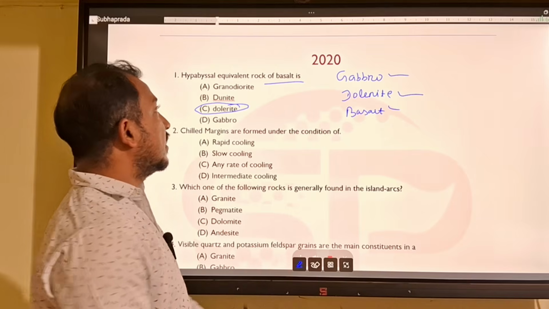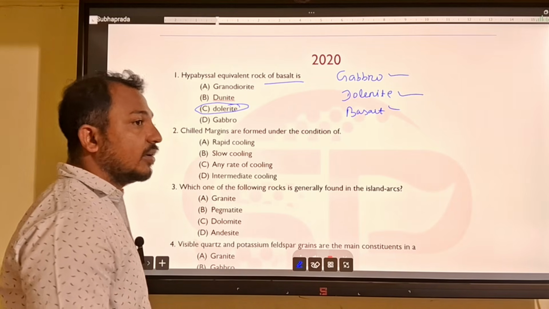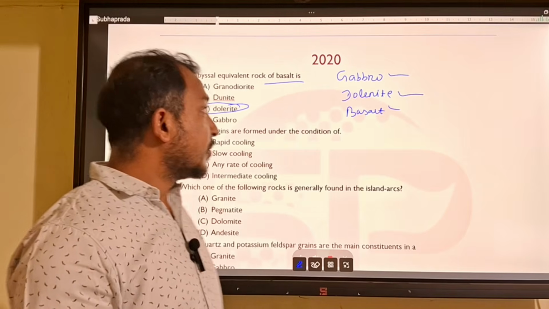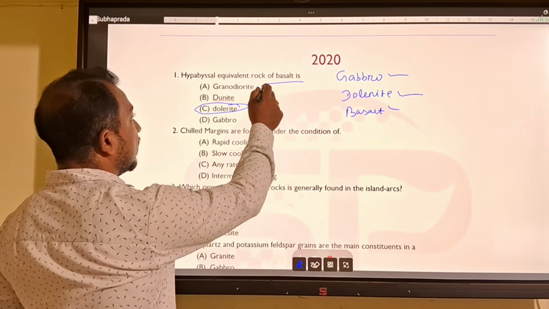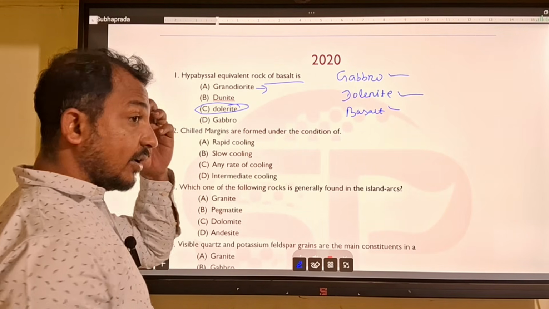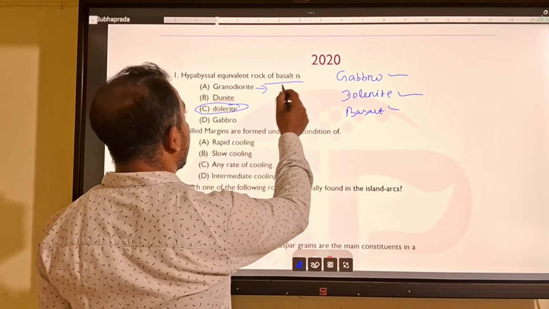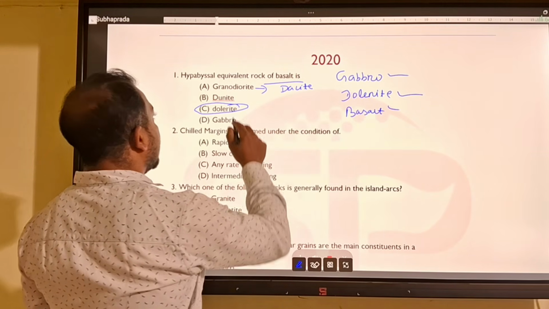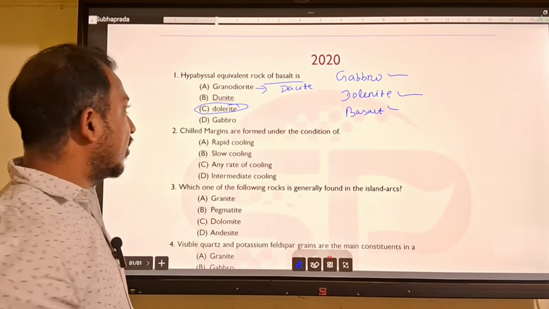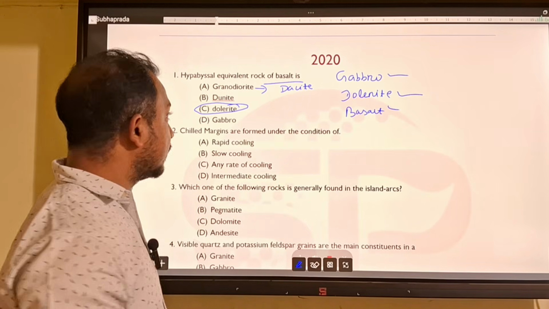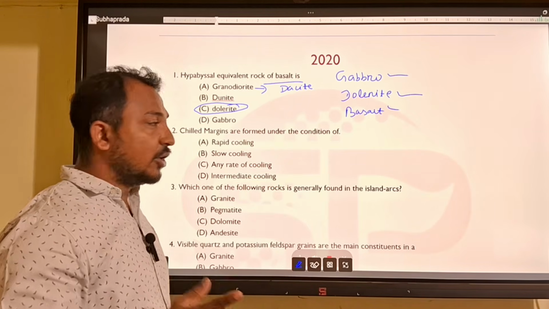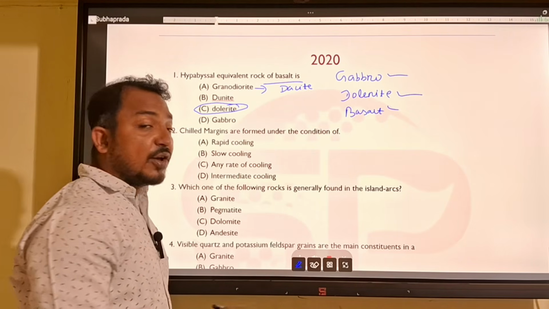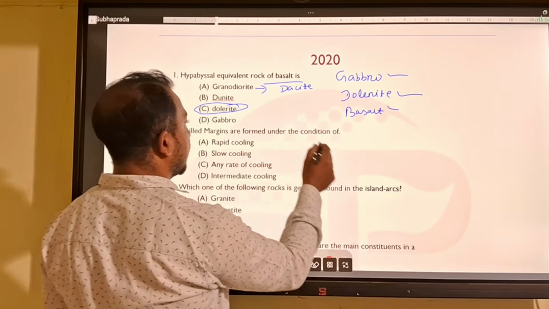So, a very common question. These are the type of question where you are asked what is the volcanic equivalent or what is the plutonic equivalent of a rock. So take granodiorite. It is a plutonic rock. It has a volcanic equivalent of dacite. The dunite is a monomineralic rock which consists of only olivine. It doesn't have any equivalent like this. Then gabbro is the plutonic equivalent of basalt.